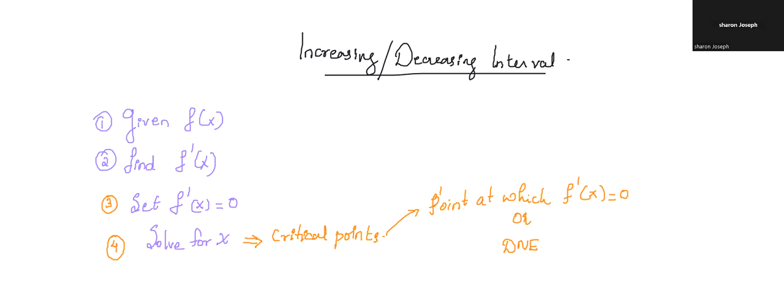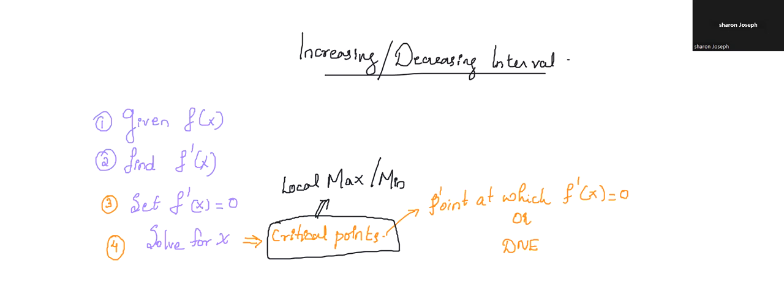Now I'll tell you the relevance of critical points in our graph or function. A critical point is a point at which we get a local max or local min. But once you solve for x, at this point we don't really know whether the x value that you got is a minimum or a maximum, or neither. We are going to see whether that is a minimum, maximum, or neither a minimum nor a maximum.